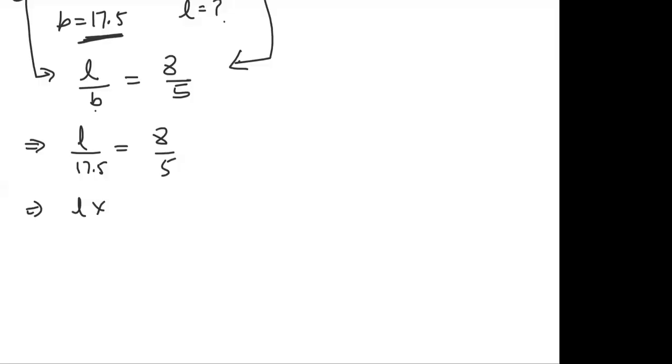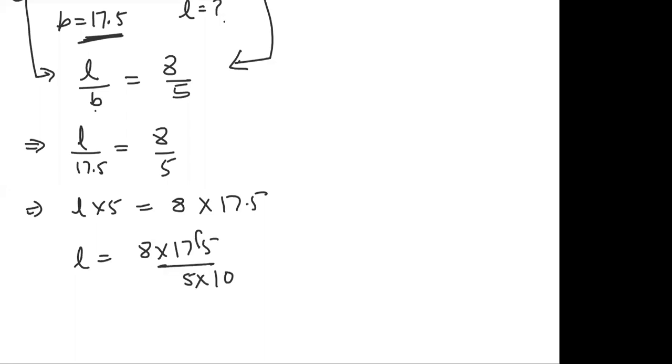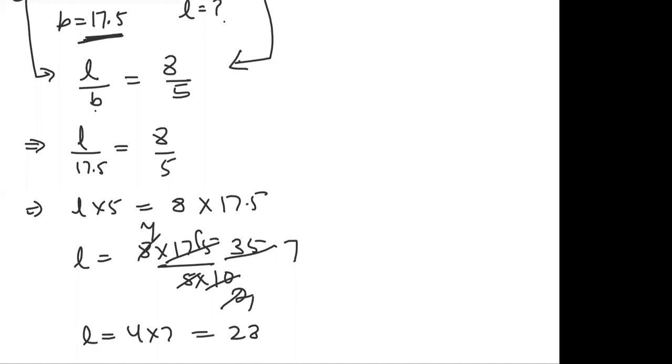Okay, L into 5 is equal to 8 into 17.5. So L is equal to 8 into 17.5 upon 5. Now remove the decimal and increase 1 zero here. 5 ones are 5, 5 threes are 15, 2 carry, 5 fives are 25. Okay, then 5 twos are 10 and 5 sevens are, 2 ones are 2, 2 fours are 8. So finally you have got 4 into 7, means 28.